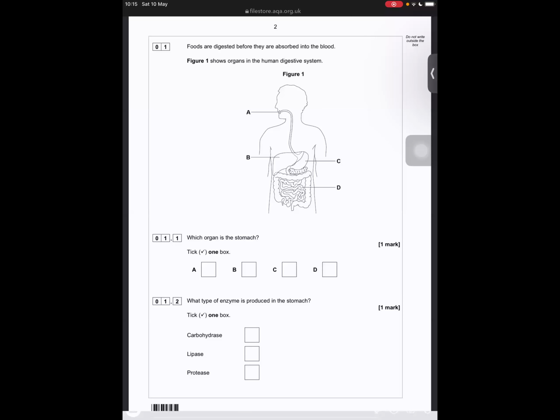All right. The first one says foods are digested before they are absorbed into the blood. Yes. Figure one shows organs in the human digestive system. It says which organ is the stomach. We are pretty sure of this one. The letter that points to the stomach is C. So that should be the correct answer for this one.